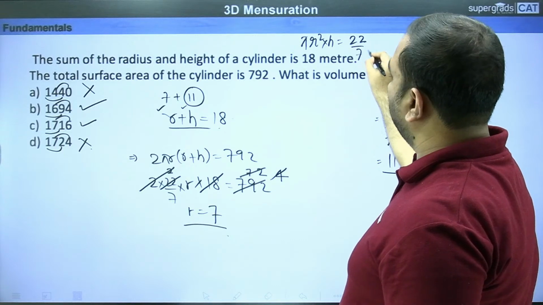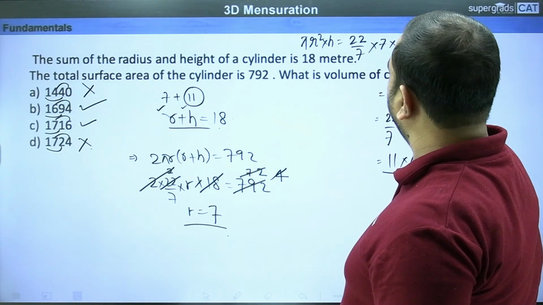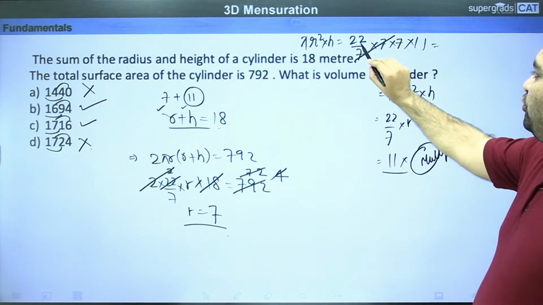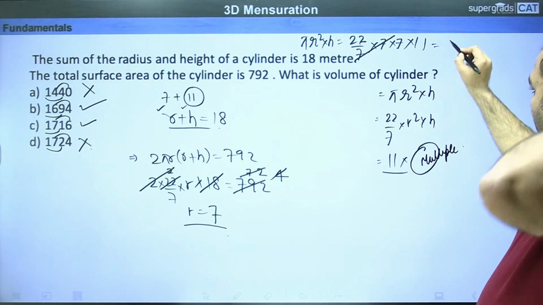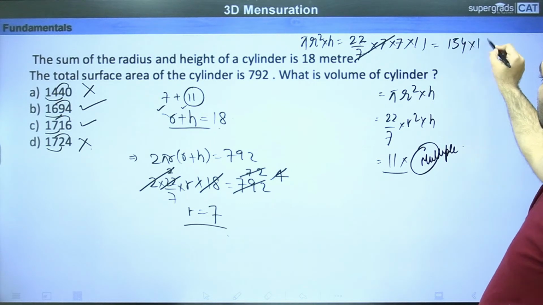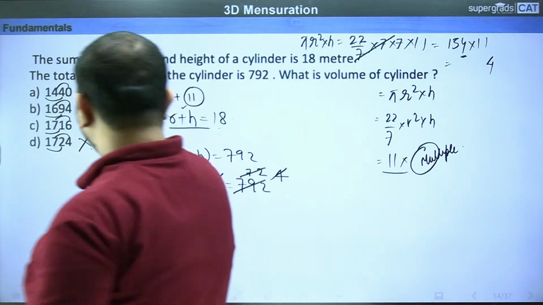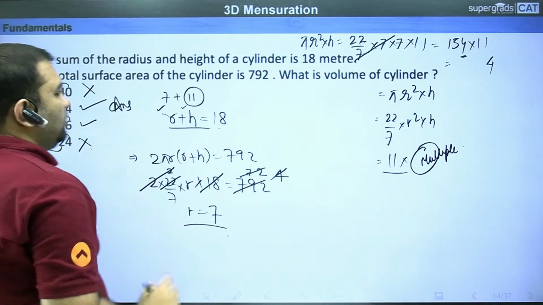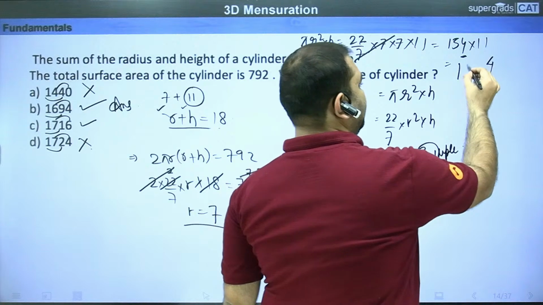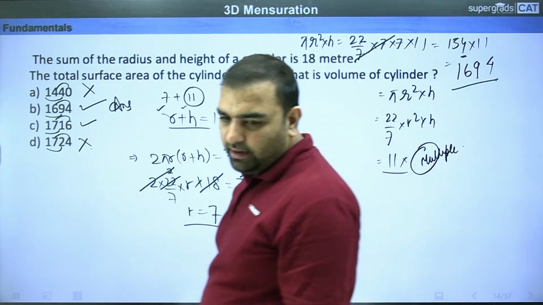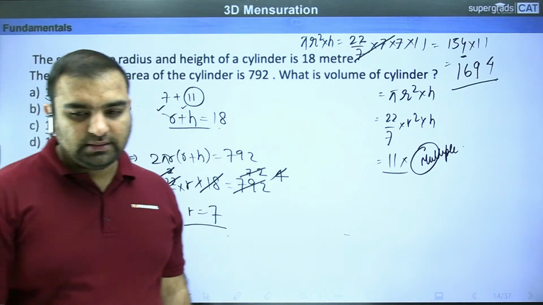22 by 7. Radius is 7 cross 7. Height is 11. 22 into 7 is 154. So unit digit of 4. And 1694. 1694 is the correct answer. What is the correct answer? 1694 is the correct answer.